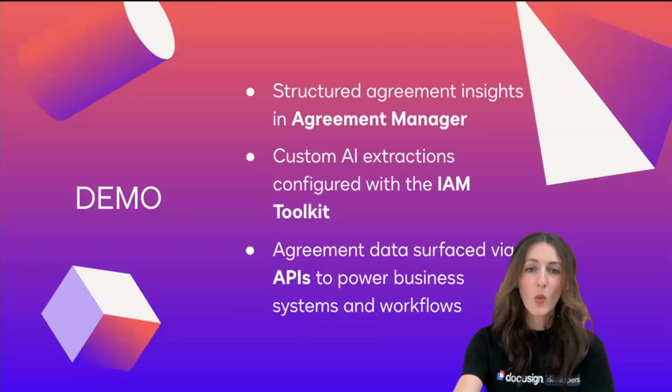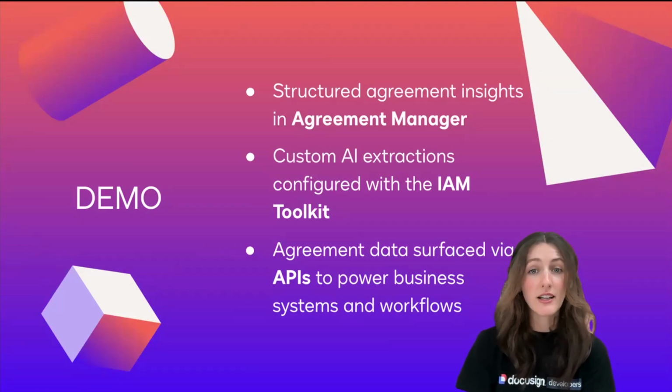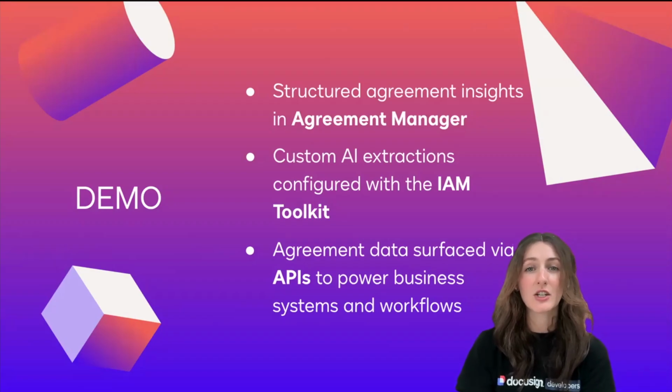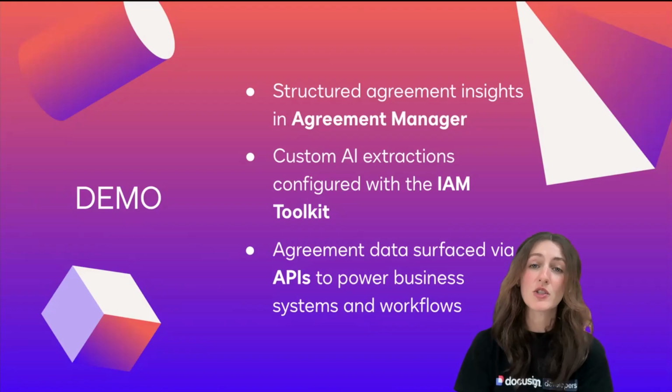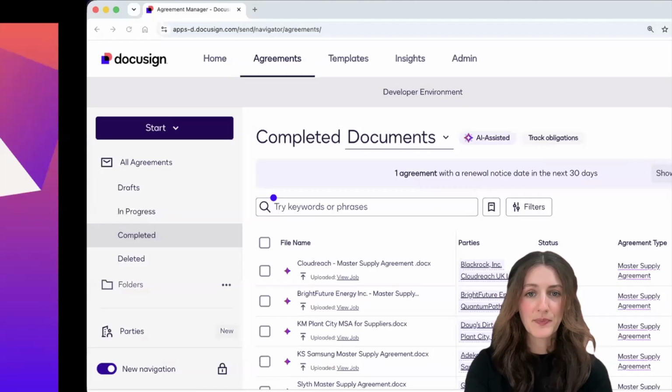We're going to start in the Agreement Manager, where we'll see all of those agreements together in one place and some of the structured agreement insights that you can see directly from the Agreement Manager. Then we're going to move over to the IAM Toolkit to define a custom AI extraction that's aligned with a specific business need. And then we're going to move on to show how the Agreement Manager API can be used to surface those extractions in some different business tools. So with that said, let's get into it.